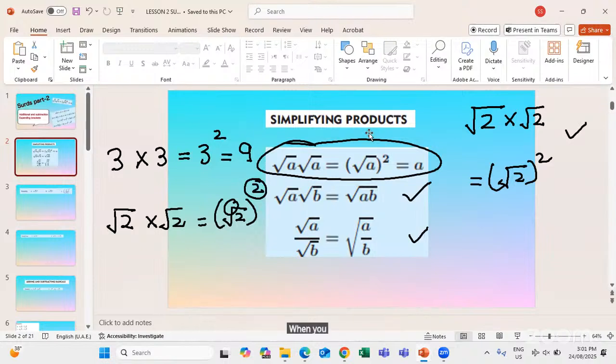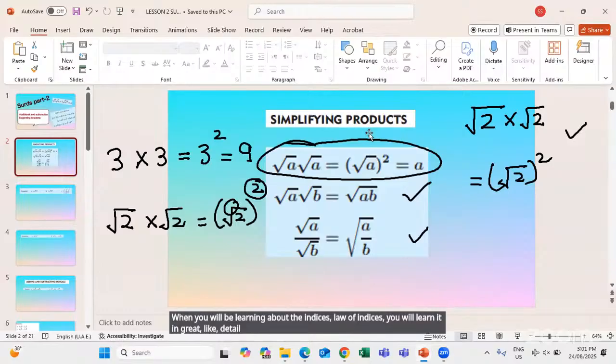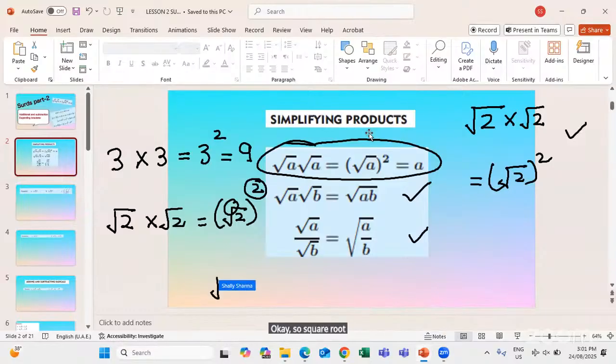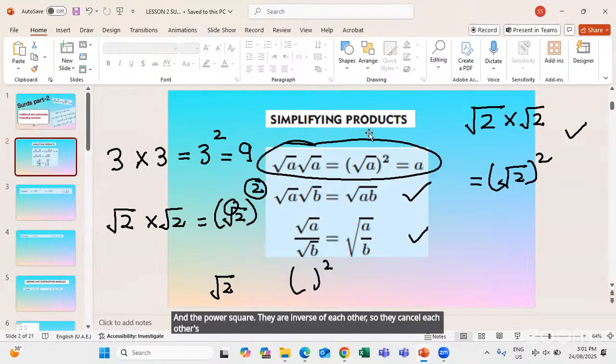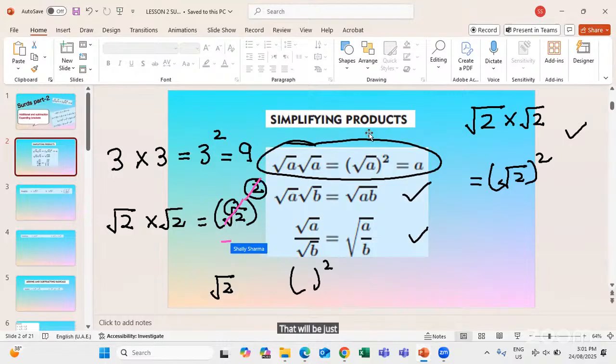When you learn about indices, the laws of indices, you will learn it in great detail for fractional indices. So the square root sign and the power of square are inverses of each other, so they cancel each other's effect. So the only thing left over will be just 2. That will be our answer.